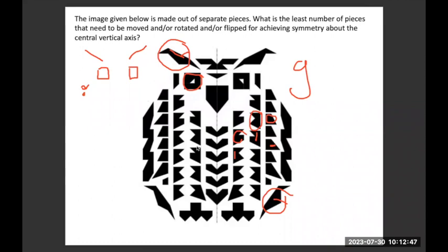Any doubts, any questions anybody has in this? Isn't the topmost piece flipped to get the mirror? I think, Anvi, you're talking of this part, which is the eyebrow. In this case, what happens is both these pieces are flipped and rotated. They're flipped and they are moved.